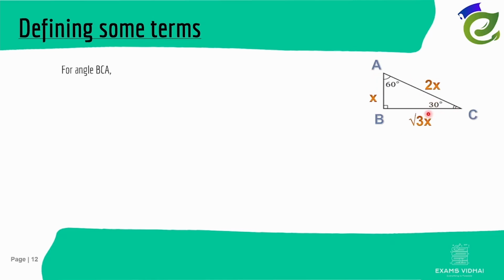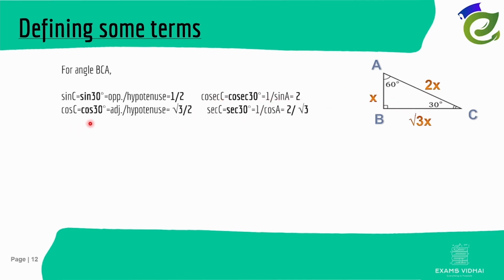So for 30 degrees, sine 30 is opposite over hypotenuse, SOH. So x by 2x, which is 1 by 2, and cosecant, which is the reciprocal of sine, will be 2. And cos is adjacent over hypotenuse, CAH, so root 3 by 2, and secant, which is the reciprocal, is 2 by root 3. And tan is 1 by root 3, and cot is root 3.